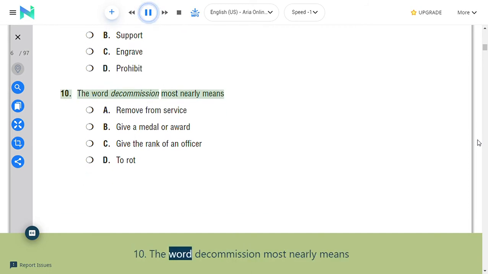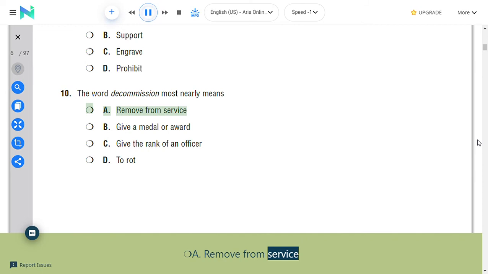10. The word decommission most nearly means. A. Remove from service. B. Give a medal or award. C. Give the rank of an officer. D. To rot.